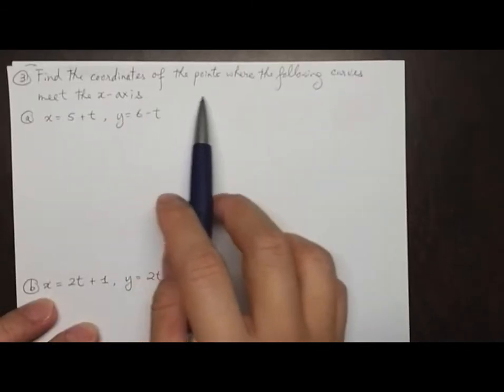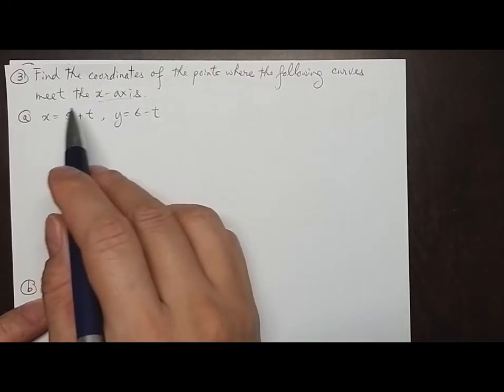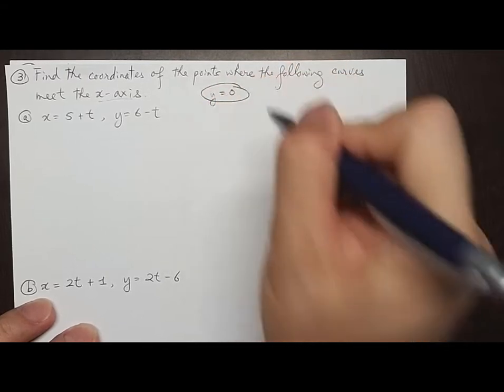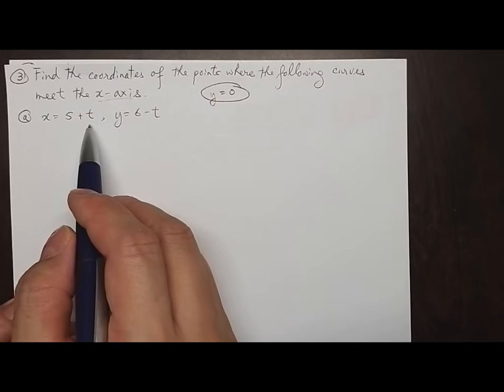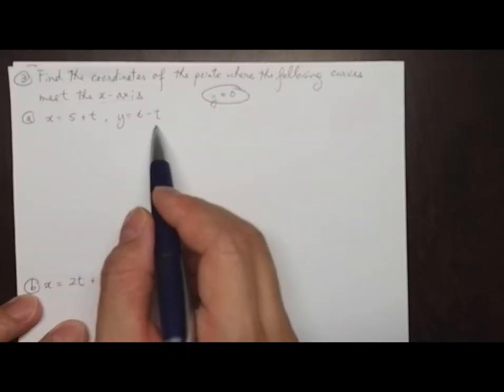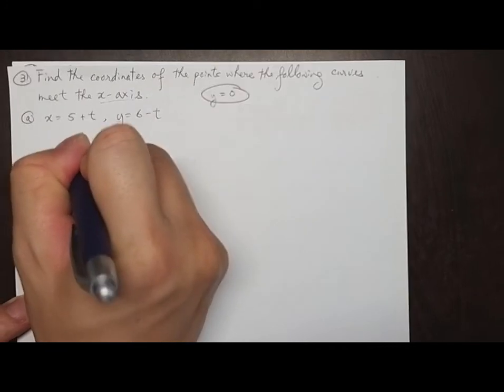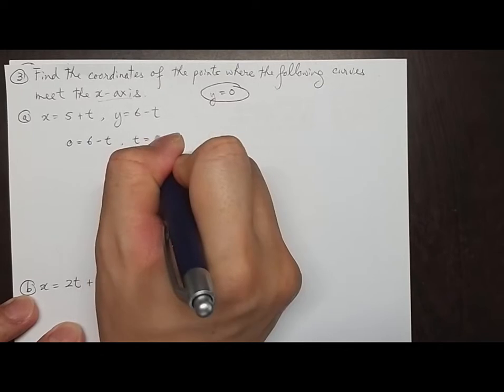Find the coordinate of the points where the following curve meets the x-axis. When something meets the x-axis, that means y is equal to 0. So in part A, we got x equal to 5 plus t and y equal to 6 minus t. When y equal to 0, that means 0 equal to 6 minus t, and t is equal to 6.